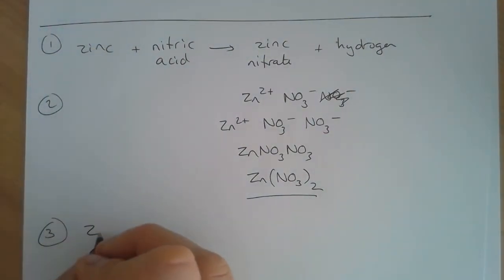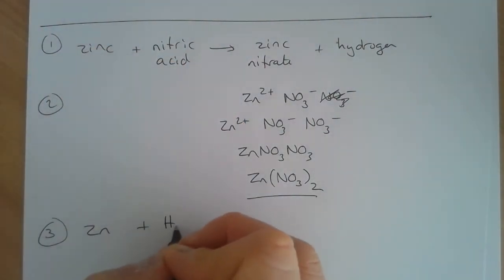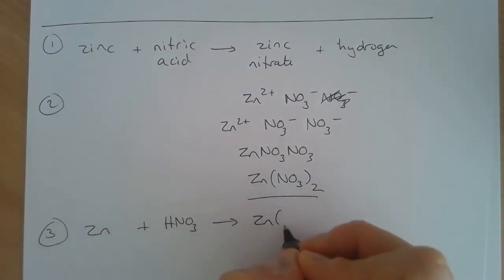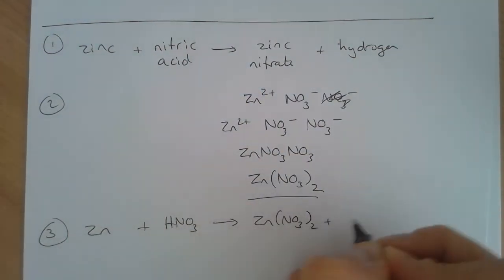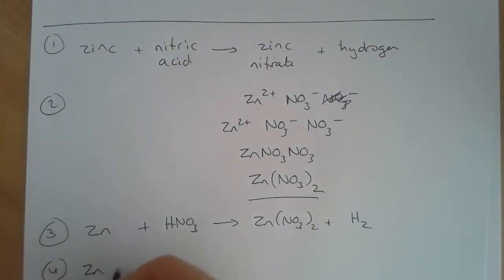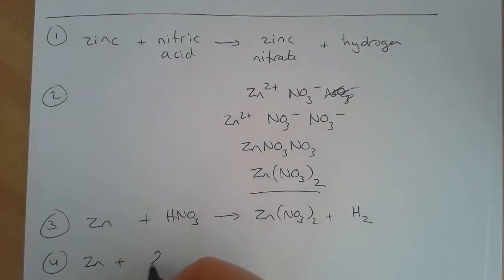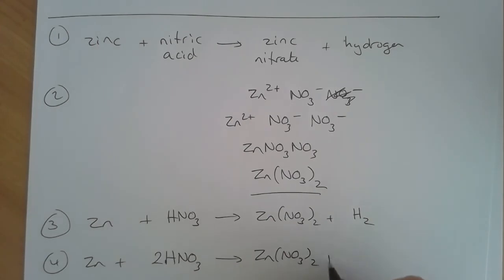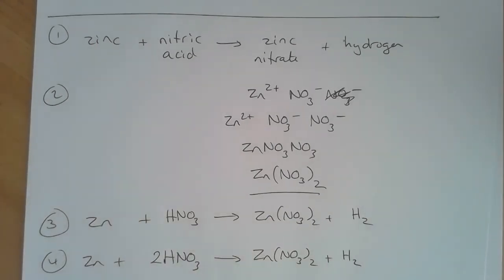Let's write the symbol equation. Zinc plus nitric acid, HNO3, makes zinc nitrate and H2. And in order to balance that, our final step, we will need to put a 2 in front of the nitric acid, the HNO3. Thank you very much.